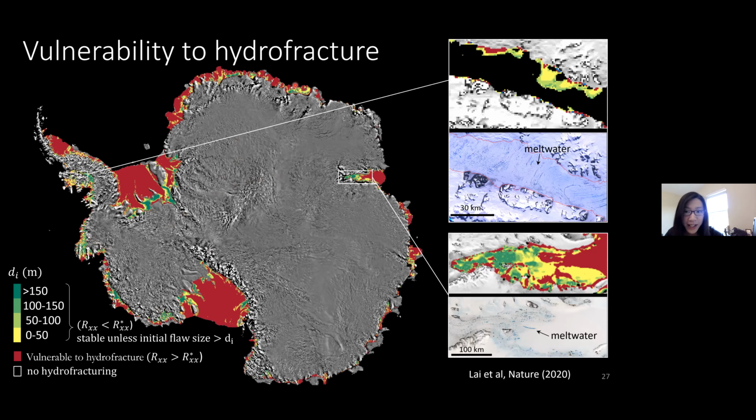So now we compare this map with the distribution of meltwater observed from satellite images. Here, the blue spots are the places covered with melt ponds. In the George VI Ice Shelf and the Amery Ice Shelf, you can see the meltwater mostly lies in the green resilient areas. However, in a warming climate, if the meltwater moves from the green resilient areas into the red vulnerable areas, we expect hydrofracture to occur.